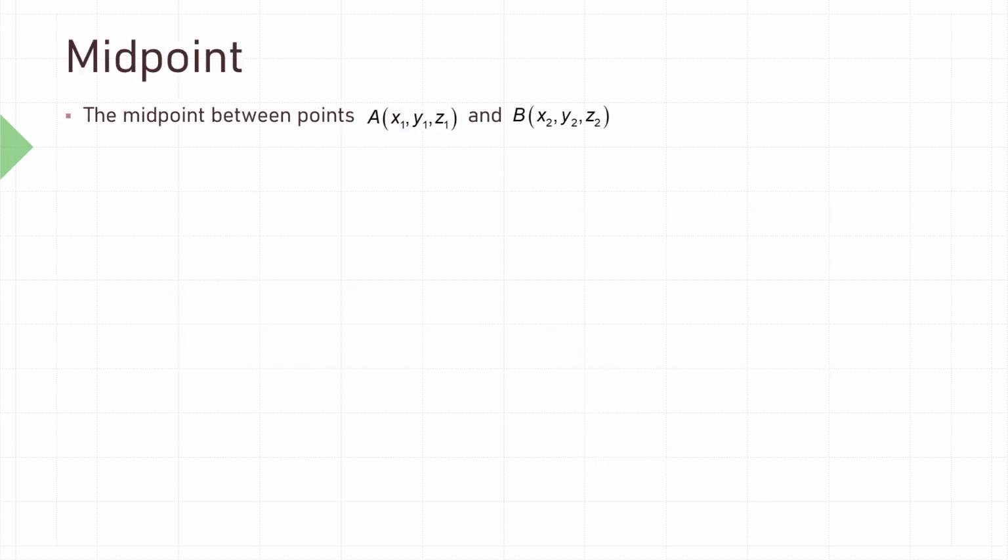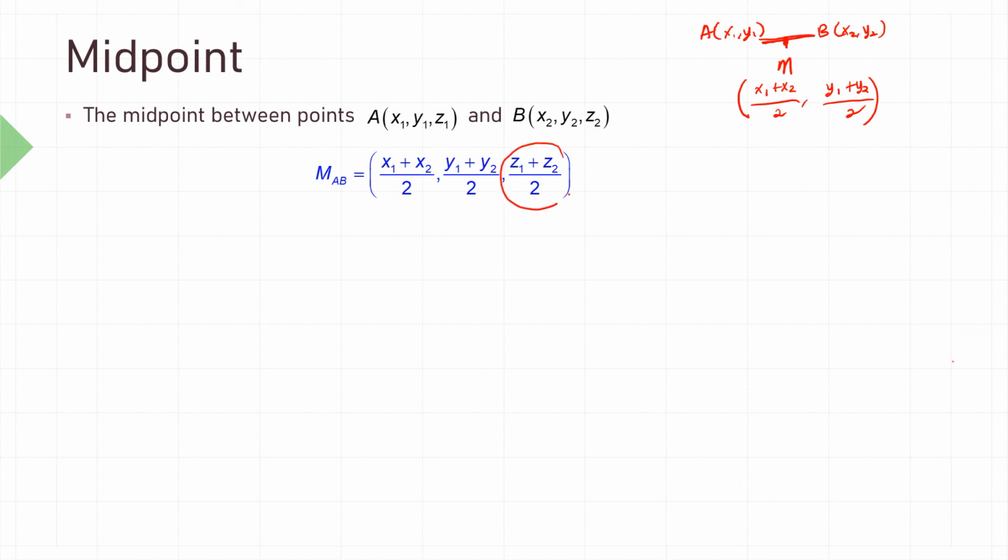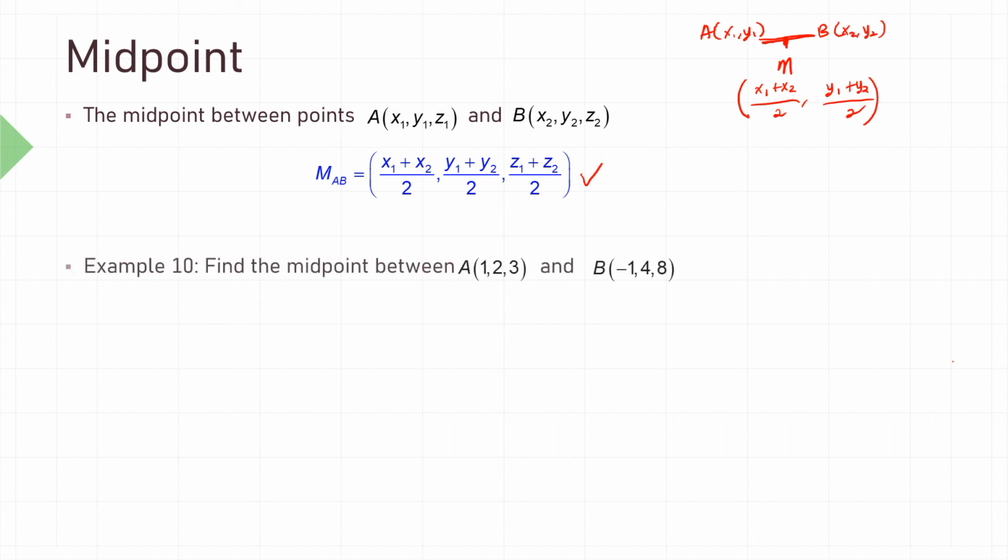All right, now let's look at the concept of midpoint. In two-dimensional space, suppose we have A, which is (x1, y1), and B, which is (x2, y2). To find the midpoint between these two, which is M, we will use the formula ((x1 + x2)/2, (y1 + y2)/2). This is the formula for the midpoint. But now we have the z-axis, the z coordinates, so of course we will have this formula. We just add to this coordinate. All right, so we have this formula for the midpoint between two points in three-dimensional space.